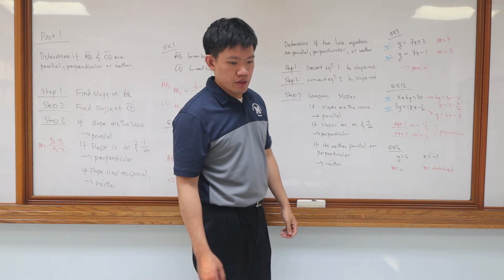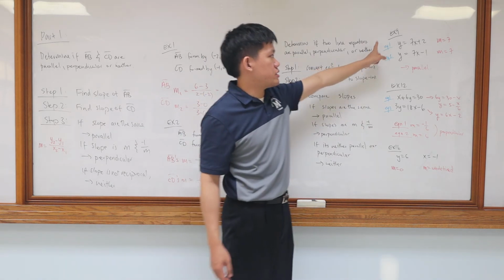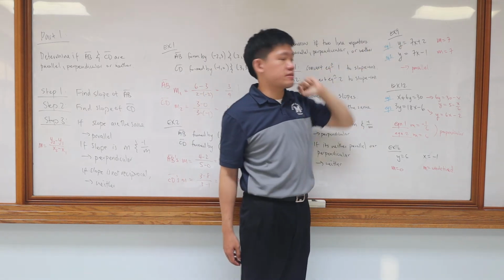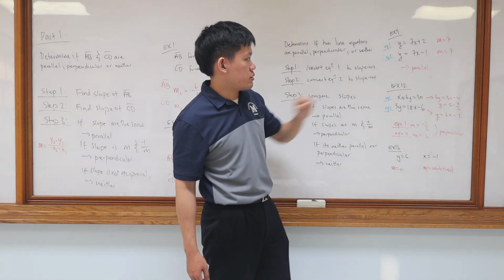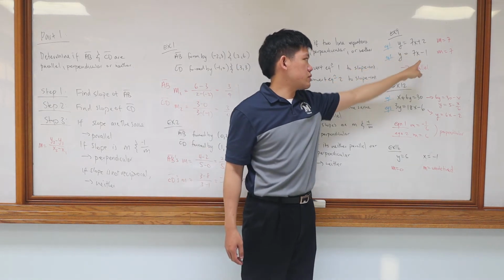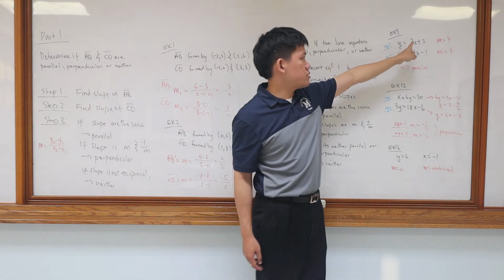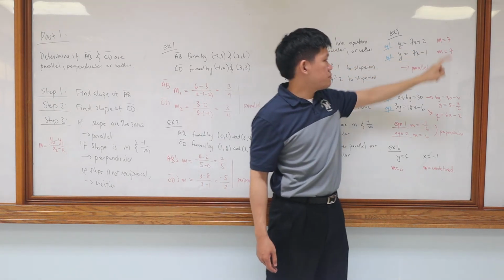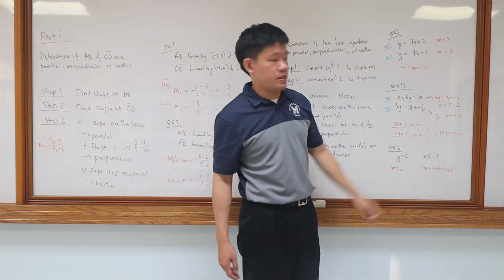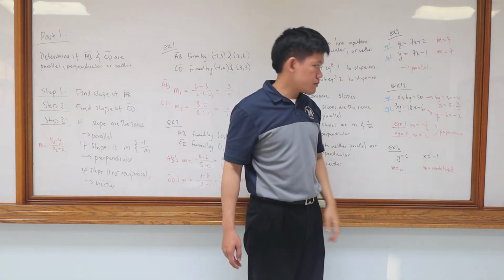So you're going to do example 9 from that handout. Equation number 1, we're given that y is equal to 7x plus 2, and the second equation is y equals 7x minus 1. So this is already in slope-intercept form, so you're going to look at this. Slope is 7, slope is 7. Then that means we can conclude that these two lines are parallel.